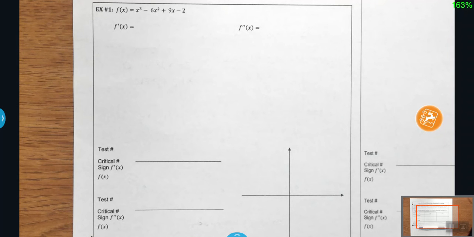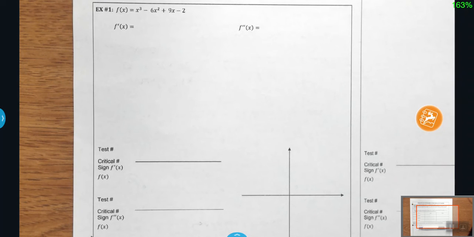Wait, so if the second derivative is positive, it's concave up; negative, concave down. Right. If the second derivative is positive, that means the first derivative is increasing. The first derivative tells you whether the original is increasing or decreasing. Oh, okay, I got you.